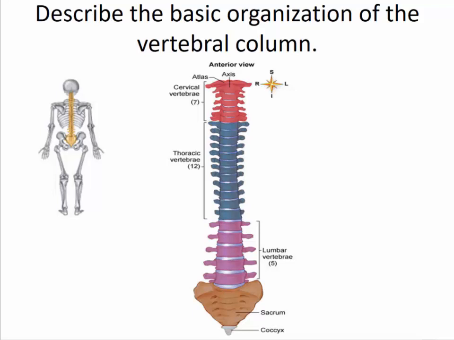And then finally we have the coccyx. This is the termination of the vertebral column. It's made up of 4 fused vertebrae, and it's attached to the sacrum by ligaments.